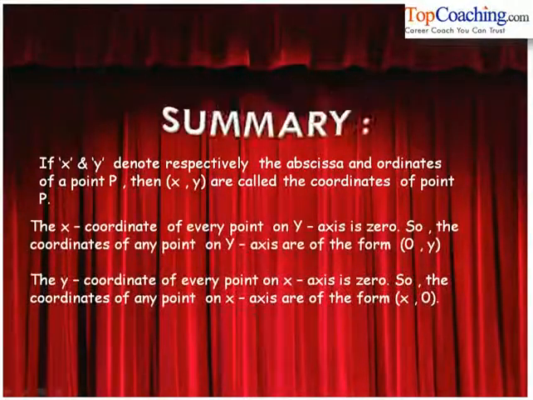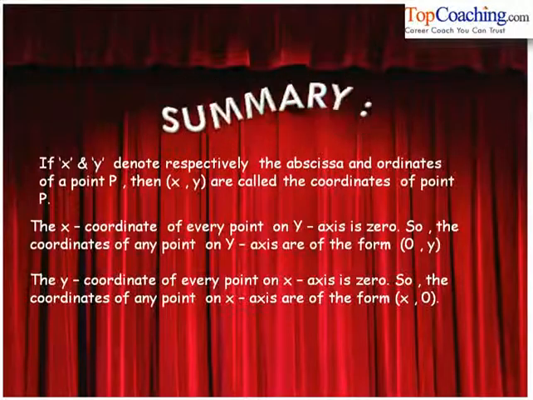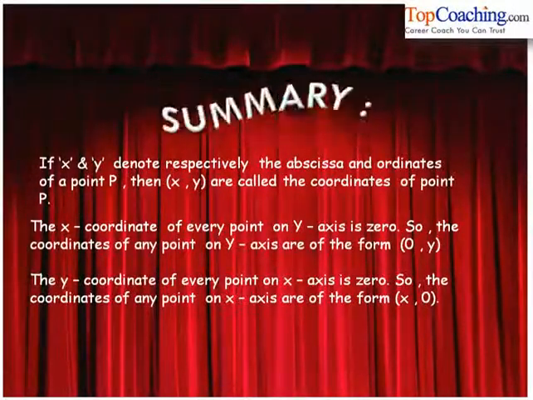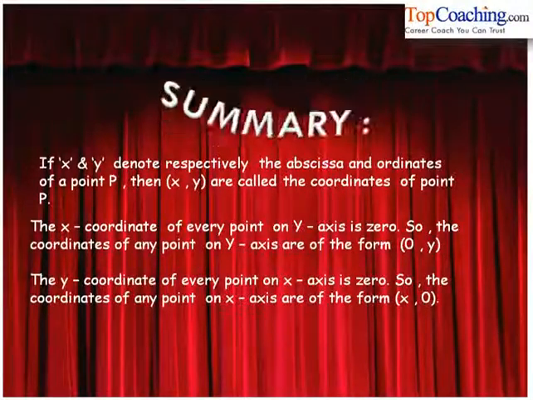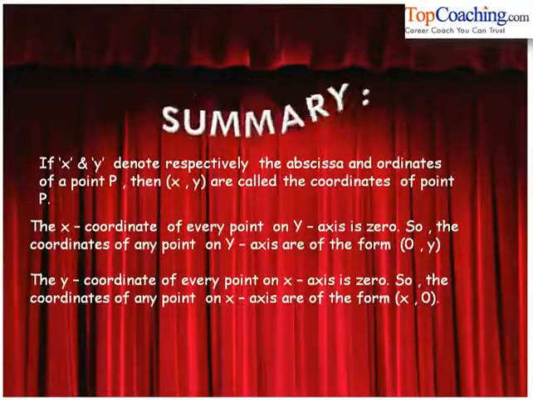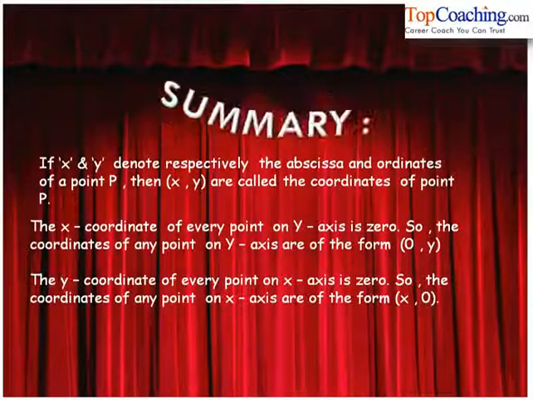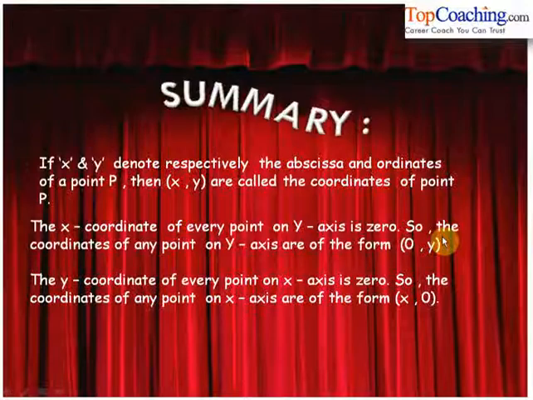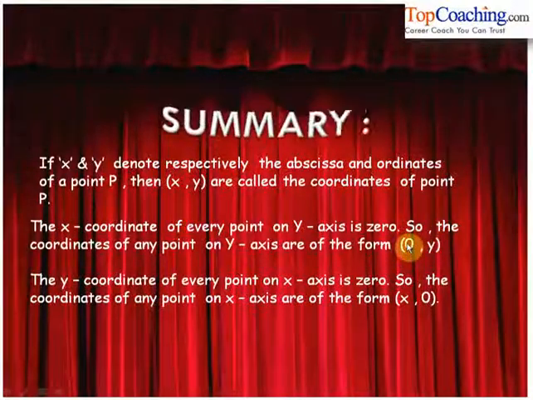The x-coordinate of every point on the y-axis is 0. So the coordinates of any point on the y-axis are of the form (0, y). So if we have any point on the y-axis, then the abscissa or the x-coordinate of that point is 0. So any point on the y-axis would be of the form (0, y). The abscissa here is 0.